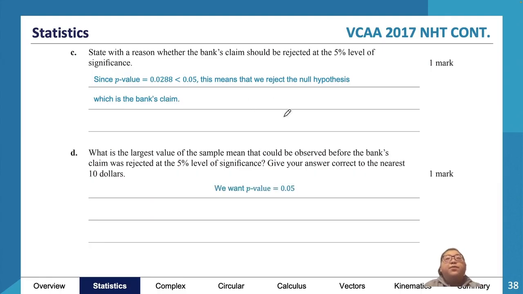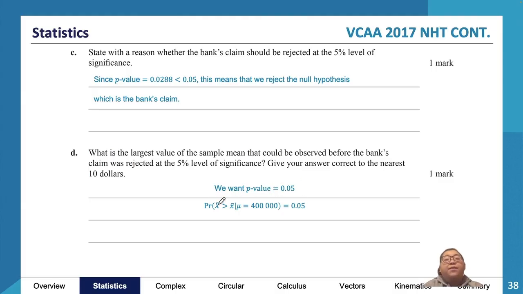Then they want us to find out what's the largest sample size to be observed before the bank's claim is rejected at the 5% significance. So we want the p-value to be 0.05, right? So we want it on that cusp of being rejected. If we want it to be 0.05, what we need to do is an inverse normal to figure out what that's going to be equal to.